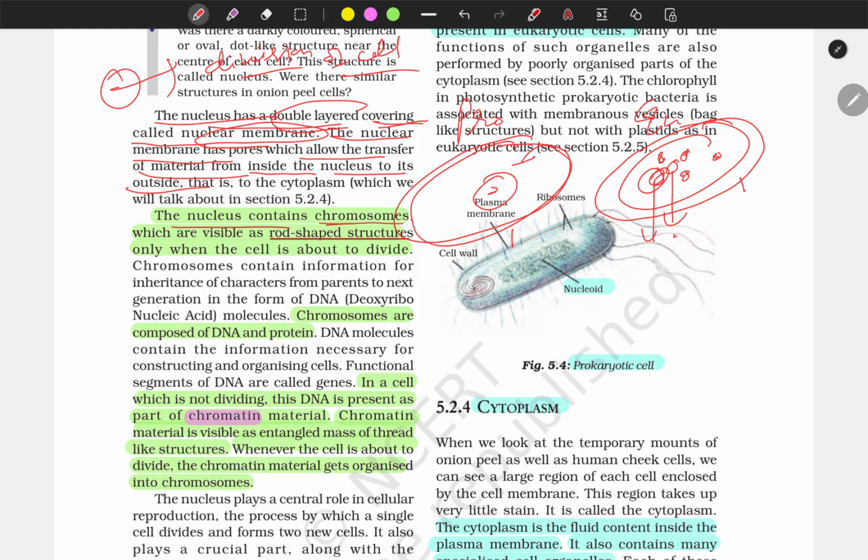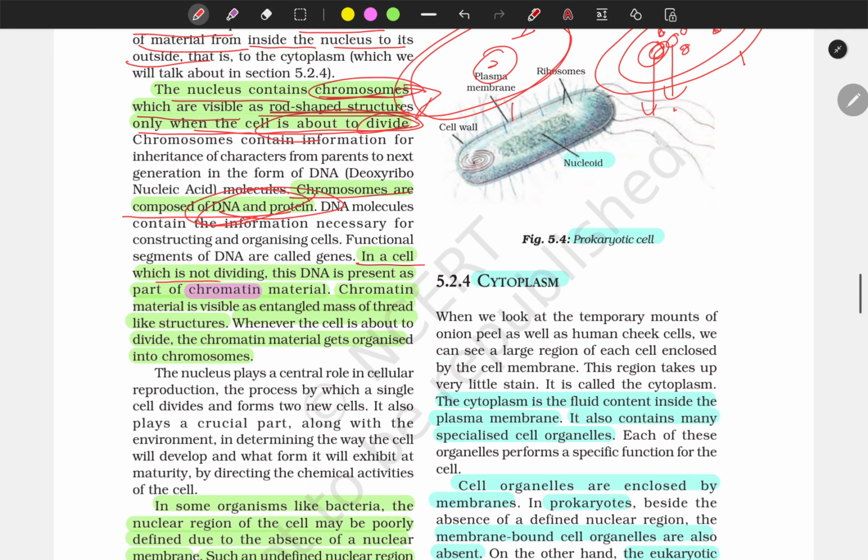The nucleus contains chromosomes, which are visible as rod-shaped structures only when the cell is about to divide. Chromosomes are composed of DNA and proteins, and these are the genetic material. In a cell which is not dividing, the DNA is present as chromatin material, which is visible as an entangled mass of thread-like structure.